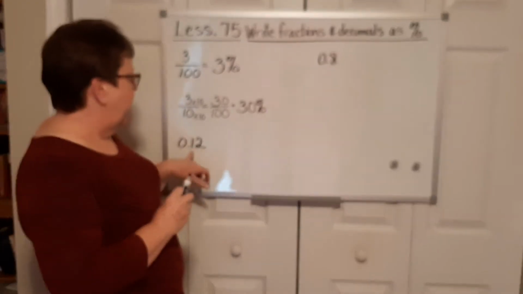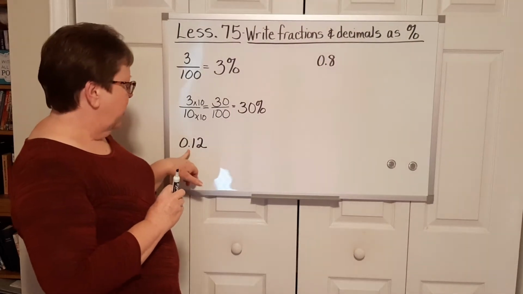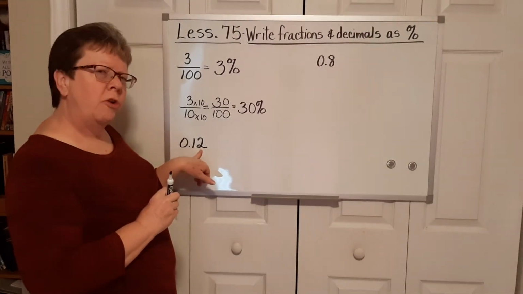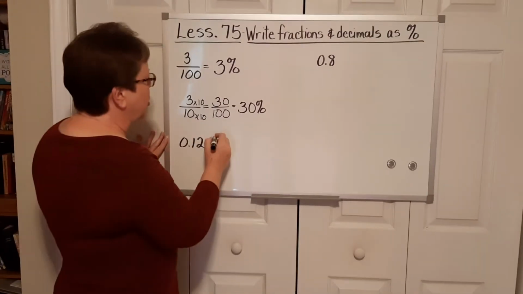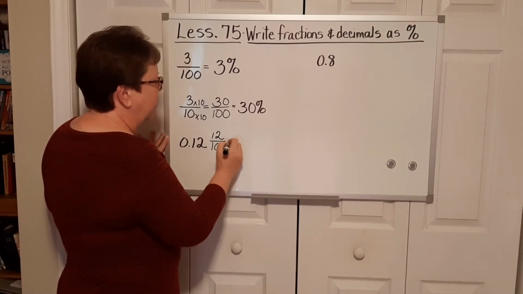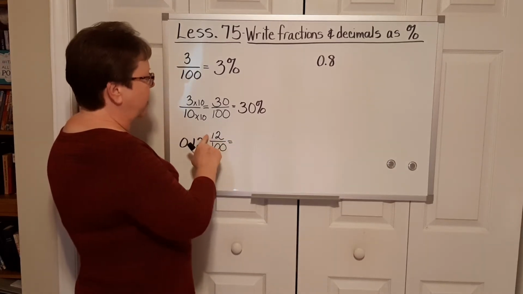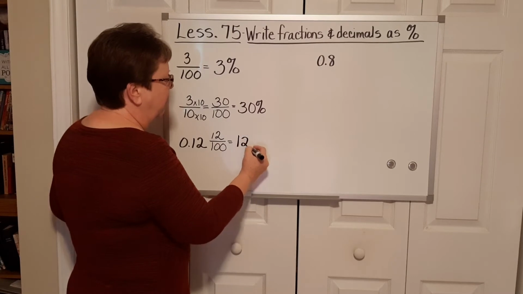Okay, now decimals. Remember your place value. This is tenths, hundredths. Okay, so we could write this as 12 hundredths. And then as a percent, since the denominator is 100, the top number is your percent, 12%.